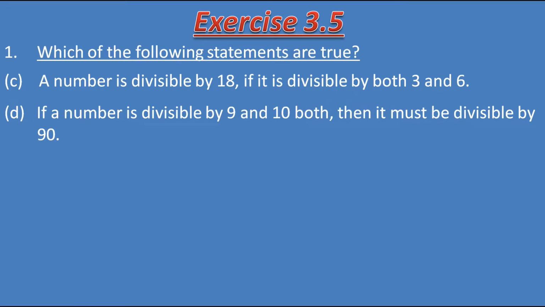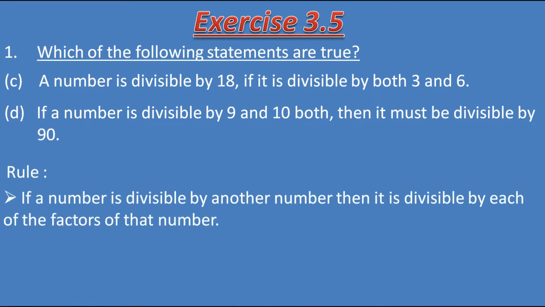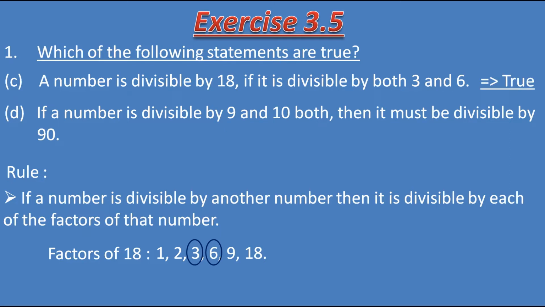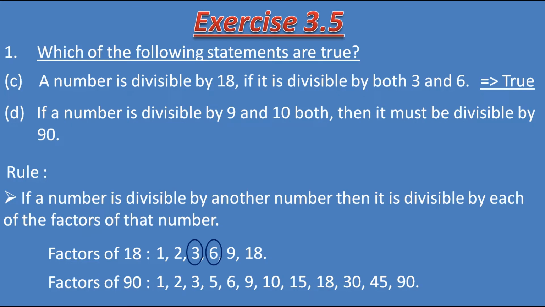For this, we have a rule that if a number is divisible by another number, then it is divisible by each of the factors of that number. Now let's find the factors of 18, and those are 1, 2, 3, 6, 9 and 18. Here 3 and 6 are present, right? Therefore, as per this rule, the first statement is true. Now for the second statement, let's write the factors of 90, and those are these many. Here also 9 and 10 are present, right? Therefore, as per this rule, the second statement is also true.